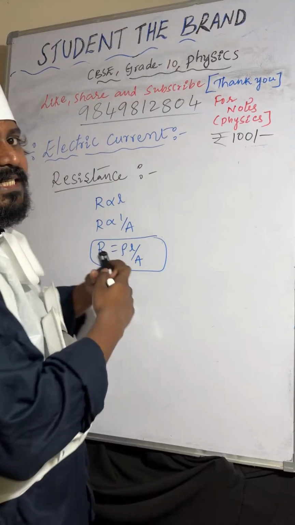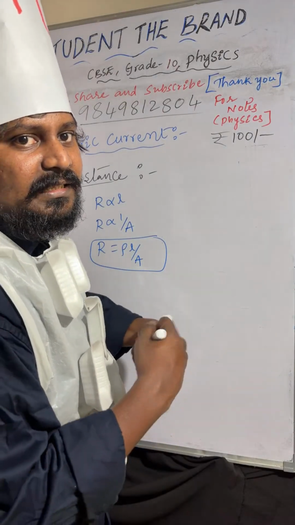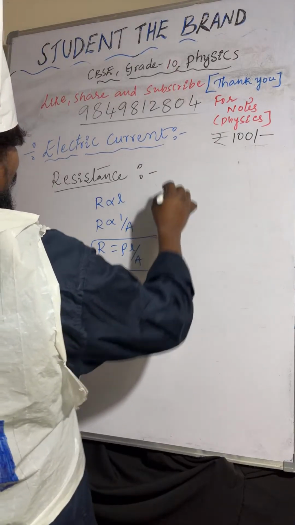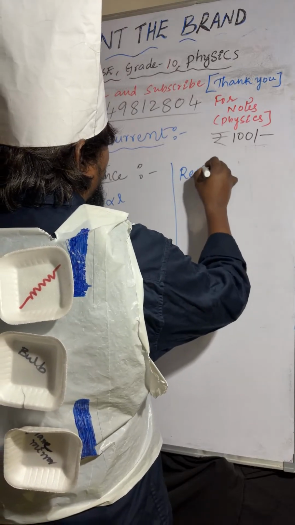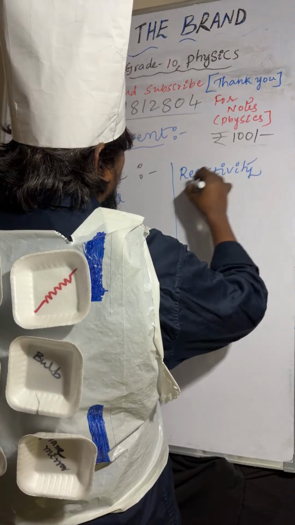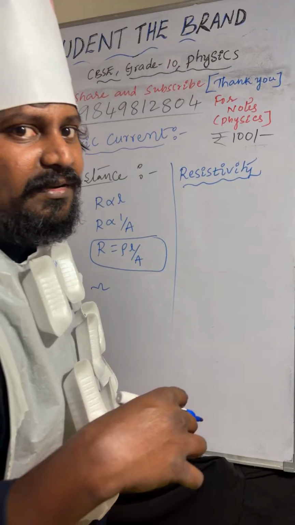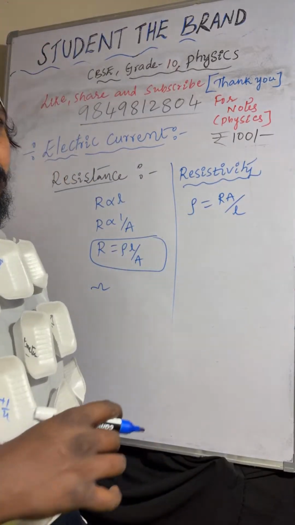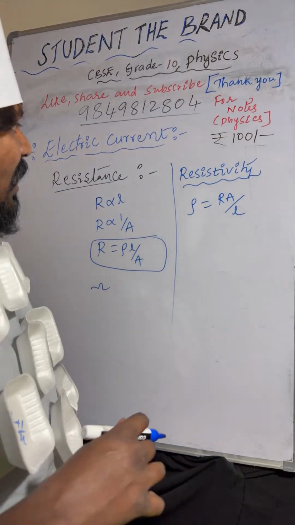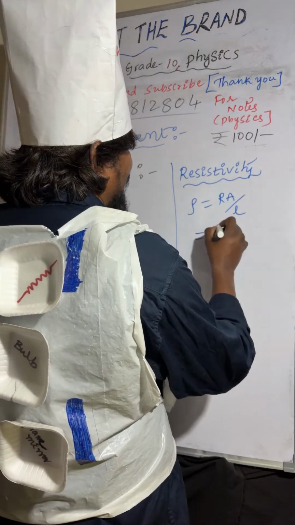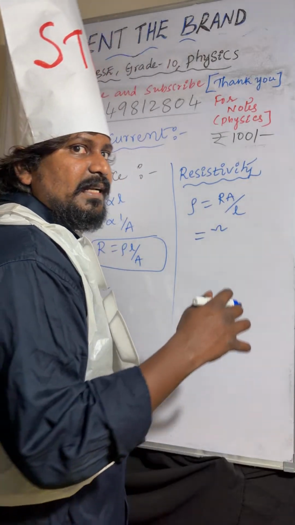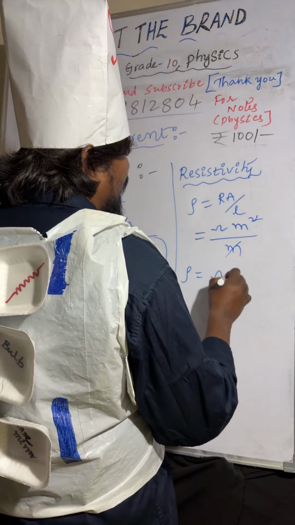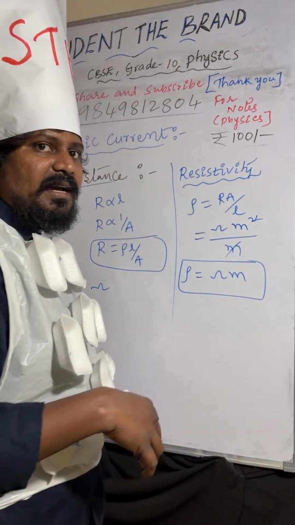Now the SI unit of resistance is ohm. Now resistivity. Resistivity is nothing but rho equal to RA by L. What is the SI unit of resistance? Ohm. The SI unit of area is meter square. The SI unit of length is meter. Meter gets cancelled. The SI unit of resistivity is ohm meter.